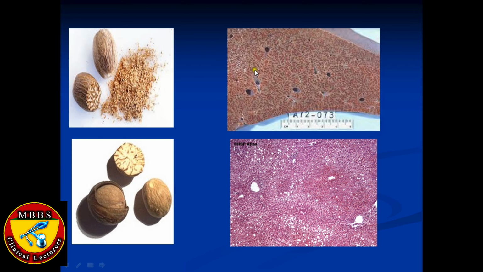Do you know what a nutmeg is? It's jaifal, which you use. It's a condiment used for cooking. You can see that this is the cross section of nutmeg, and the appearance closely resembles that of the cut surface of the liver, and hence the liver of chronic passive congestion is known as nutmeg liver.